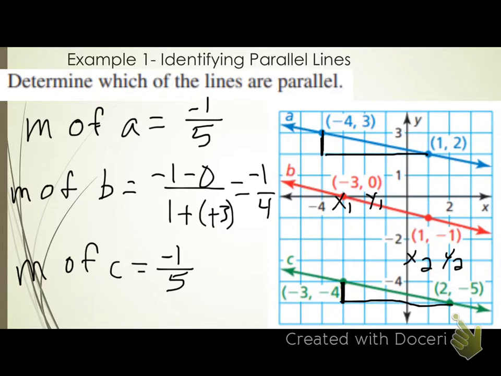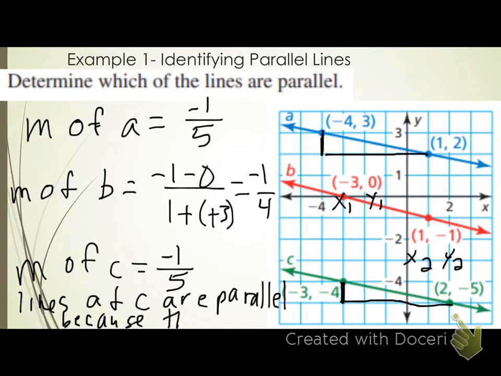A and C are parallel. And why do I know they're parallel? Same slope. So I'd say lines A and C are parallel because they have the same slope. So that'd be me determining which of the lines are parallel. And then if it asked you to explain it, this would be your explanation: because they have the same slope. Any questions on example 1? Everyone good there? Moving on.